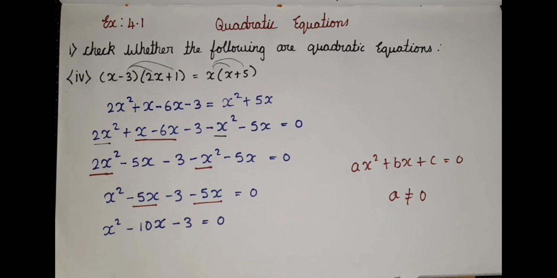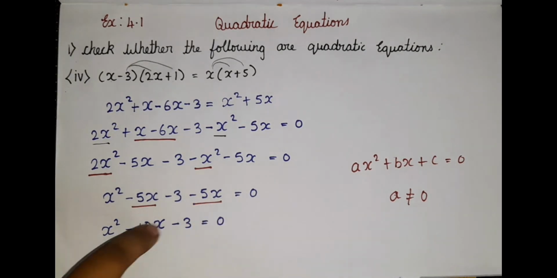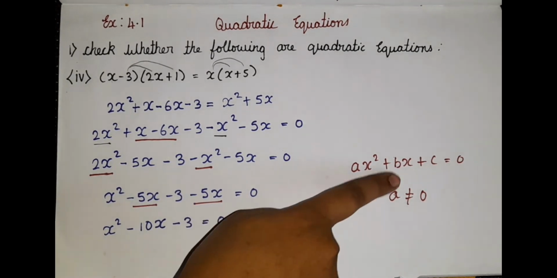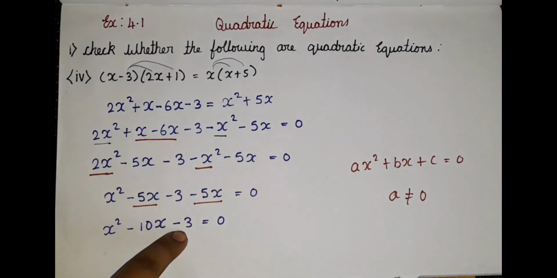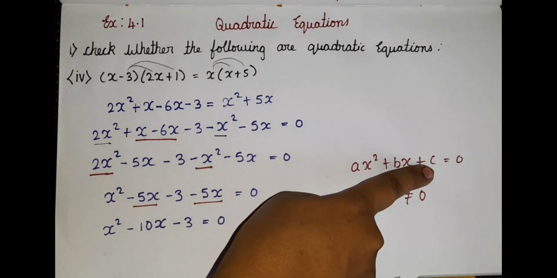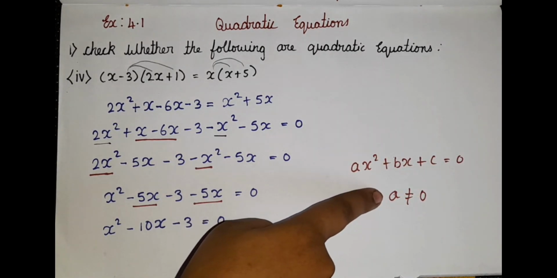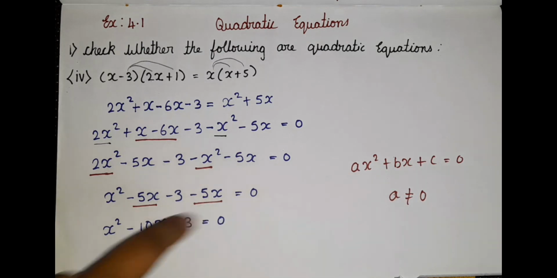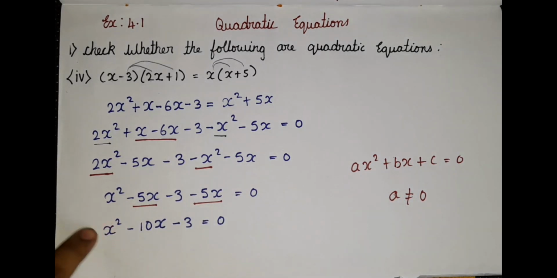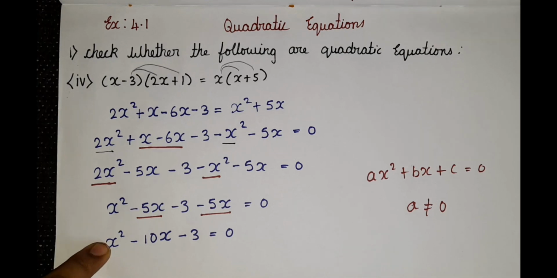Okay. So here we have x square term, here also we have x square, and here we have x term, and here also we have x term. Here we have constant term, here also we have a constant term. What about a? A should not be equal to 0. So here what is the coefficient of a? The coefficient of a is 1. Am I right? That means it is not equal to 0. So we can just prove that it is a quadratic equation.